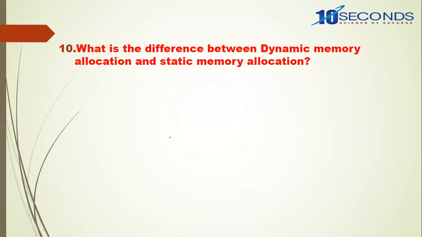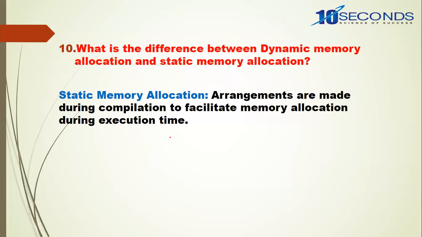What is the difference between dynamic memory allocation and static memory allocation? Static memory allocation means we do not allocate the memory, but we do the necessary arrangement at the compilation time. How much memory should be allocated during the execution time is decided at the compilation time. In the case of dynamic memory allocation, during compilation time, we don't decide anything about how much memory should be allocated. So in static memory allocation, arrangements are made during compilation to facilitate memory allocation during execution time.